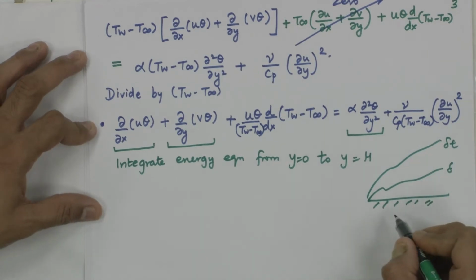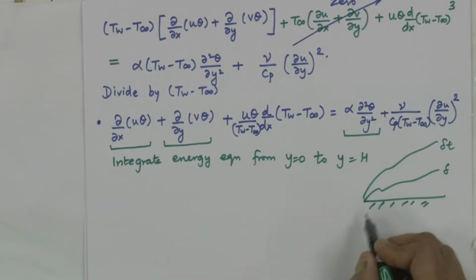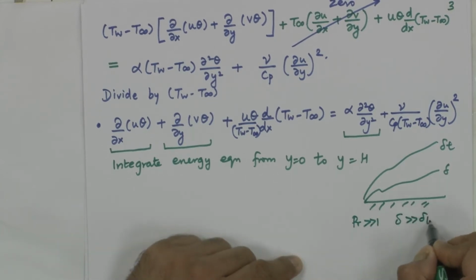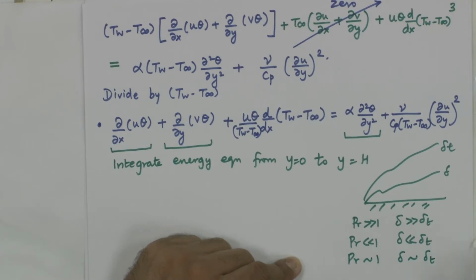For Prandtl number greater than 1, we are going to have delta greater than delta t. Prandtl number less than 1, delta less than delta t. Prandtl number of the order of 1, delta is the same order as delta t.